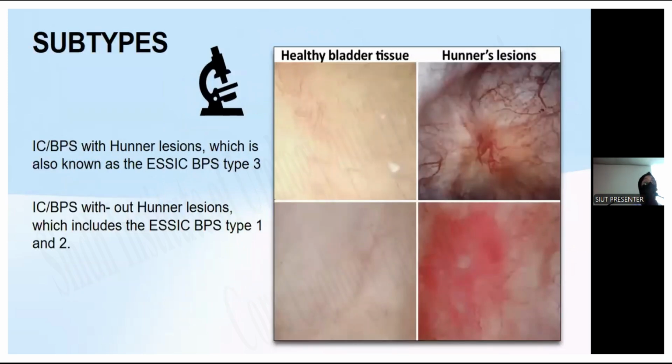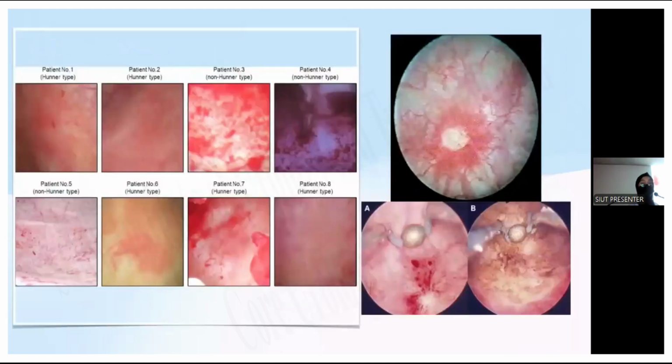There are different classifications, and one of the classifications is based upon the presentations on cystoscopy: the ICBPS with Hunner lesions, which is also known as BPS type 3, as categorized by the European Society for Interstitial Cystitis. And then there is ICBPS without Hunner lesions, which is classified as type 1 and type 2.